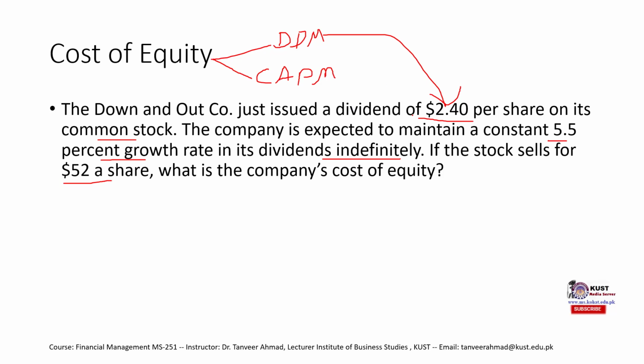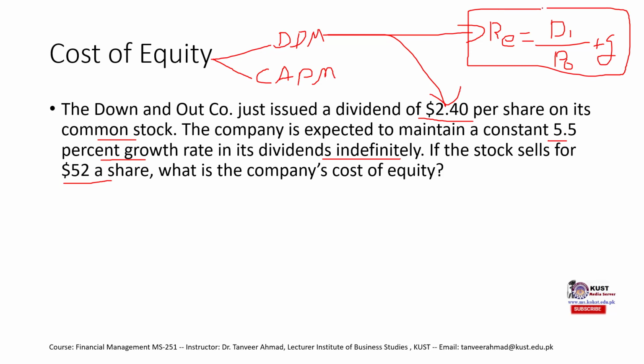Okay, so one thing we know is that we are going to use the dividend discount model, and the formula is RE is equal to D1 divided by P naught plus G. If you remember, we have converted the dividend discount model formula to find the cost of equity. So we need D1, but in this case we are given the value of D naught. How do we know it is D naught? The company just issued a dividend. So when it says just issued a dividend, it is D naught, the previous or today's dividend, right?